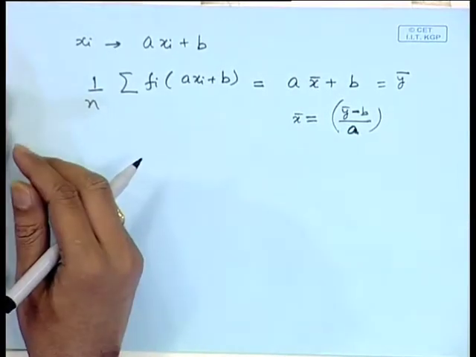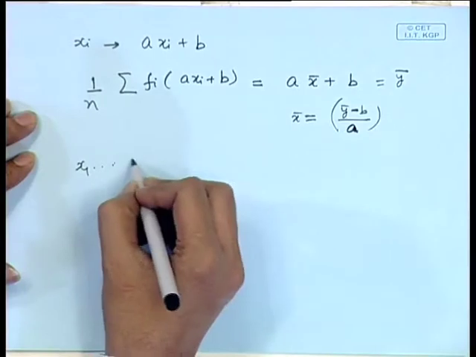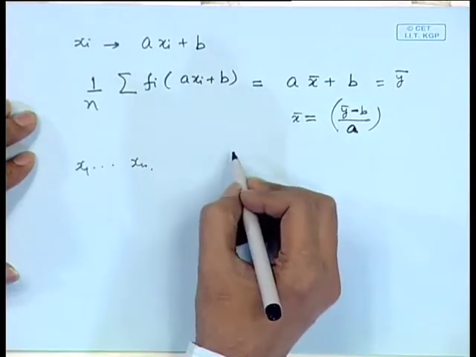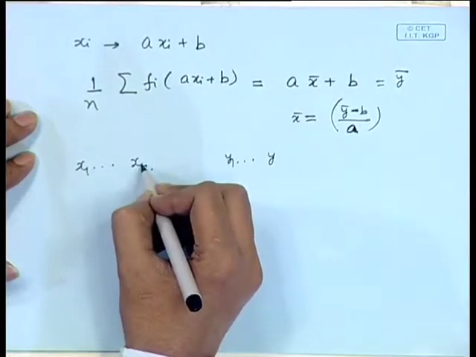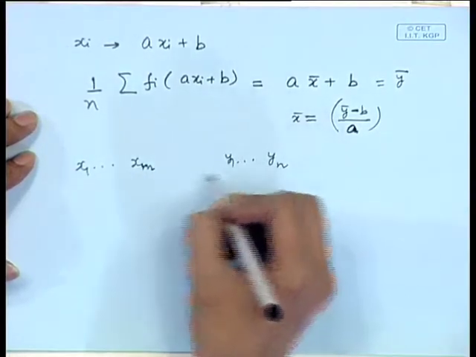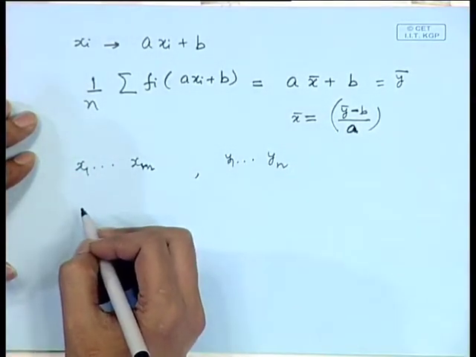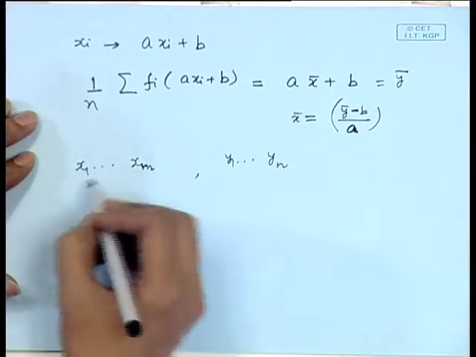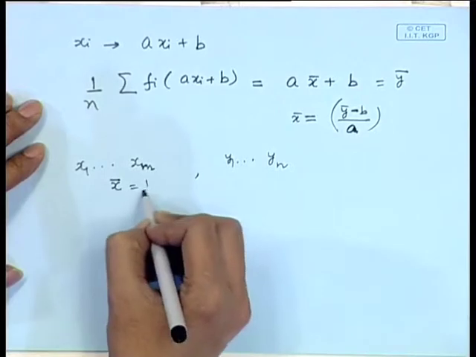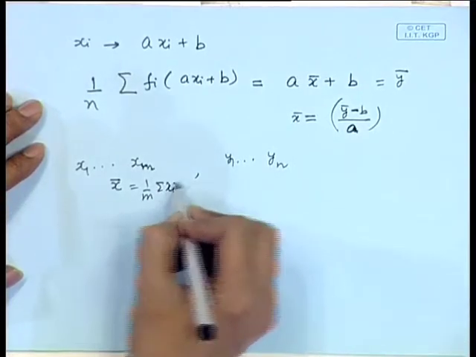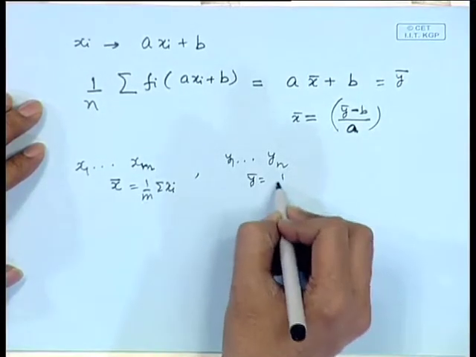Some other useful properties that the arithmetic mean satisfies. Suppose I have two sequences of numbers. Suppose I say x 1, x 2, ..., x m, and another sequence y 1, y 2, ..., y n. So, let me put m numbers here and n numbers here. So, I can calculate the means of these sequences. This is x bar, that is 1 by m sigma x i. This is y bar, say 1 by n sigma y i.